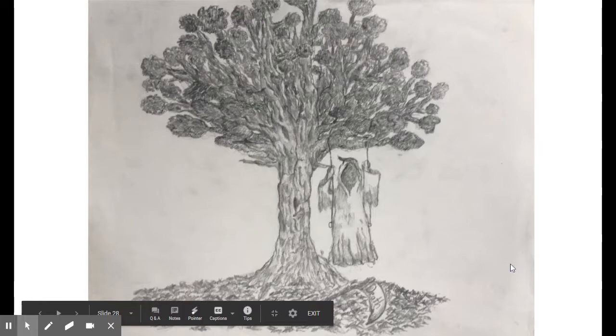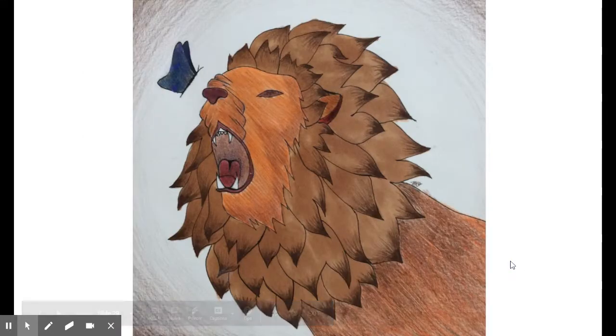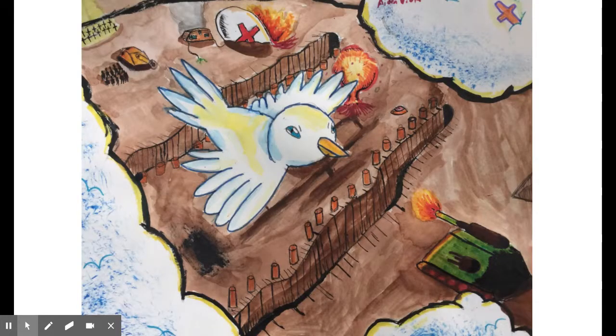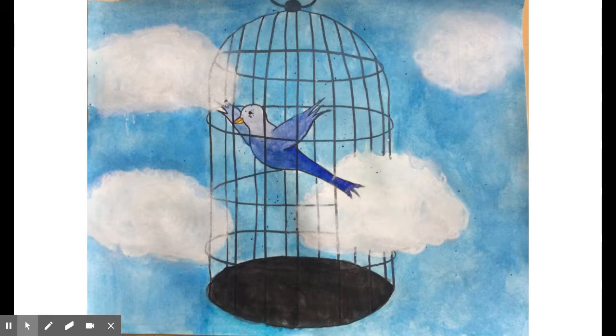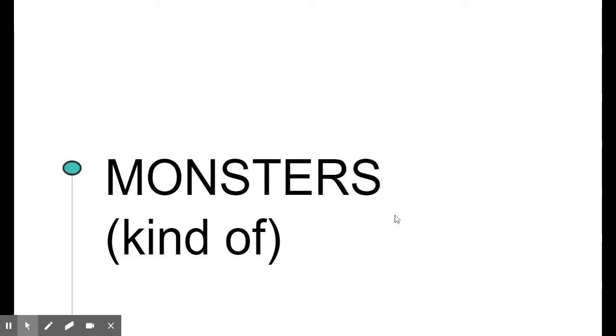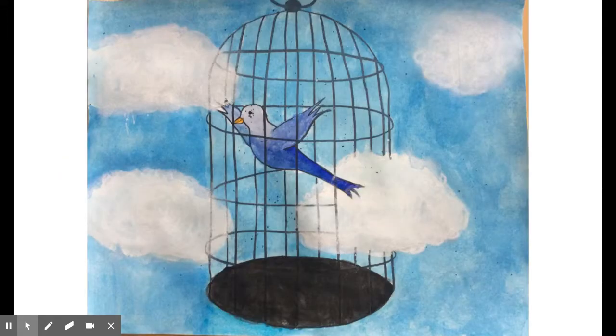Some student dichotomies here. Death as a figure also being playful. This one, both a lion and a butterfly. A dove and a war. And a few other dichotomies. Again, middle school kids and the notion of the deceased, certainly of interest, but life of the party, right there on the sickle, telling a story, a bird flying, but also caged. These are your dichotomy choices.